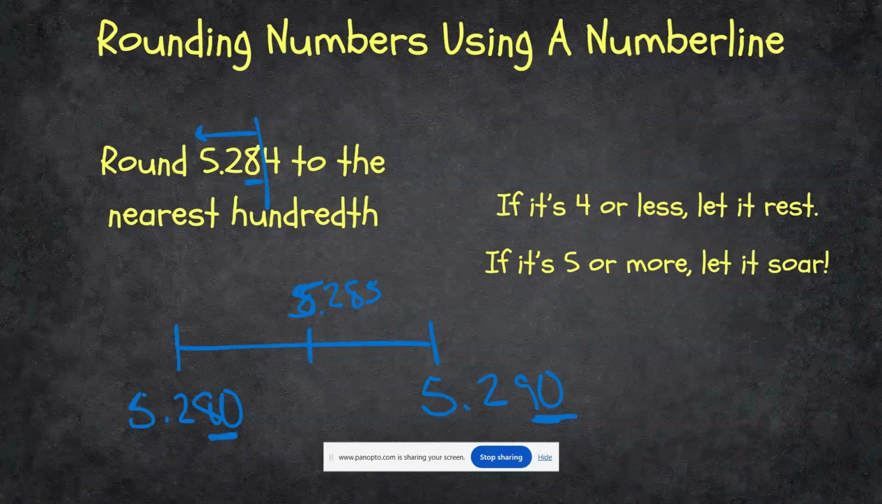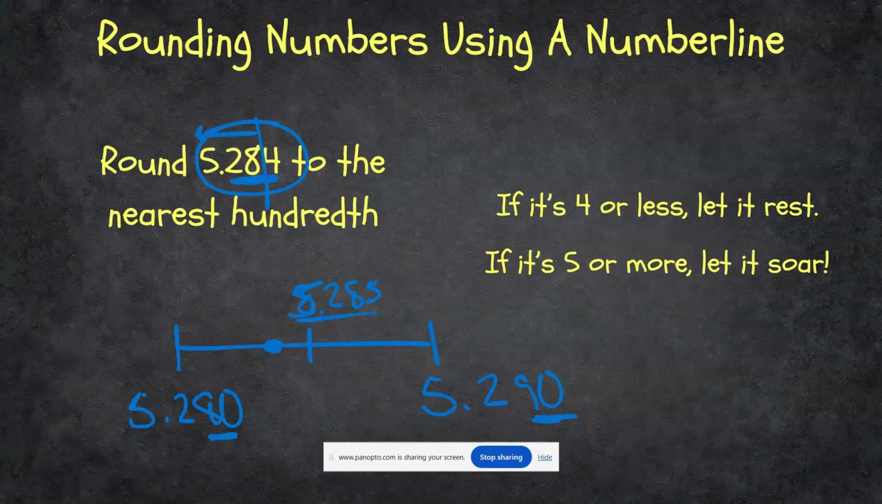And then the last step, I take my original number and I ask myself, where is that going to go on the number line? Is it less than my midpoint or is it more than my midpoint? Well, since this is 284, that's going to be less than 285. So it's going to go right about there. Okay. And again, that's just an estimation.